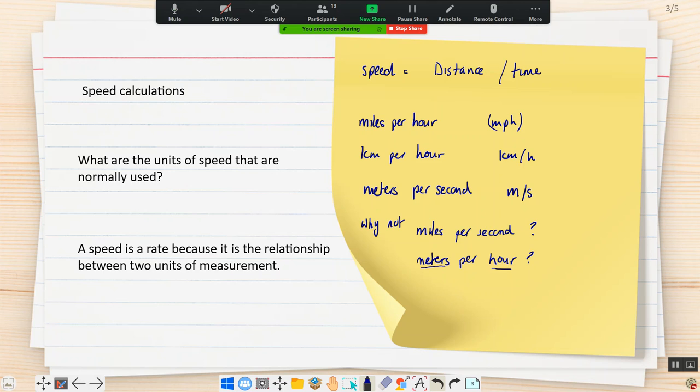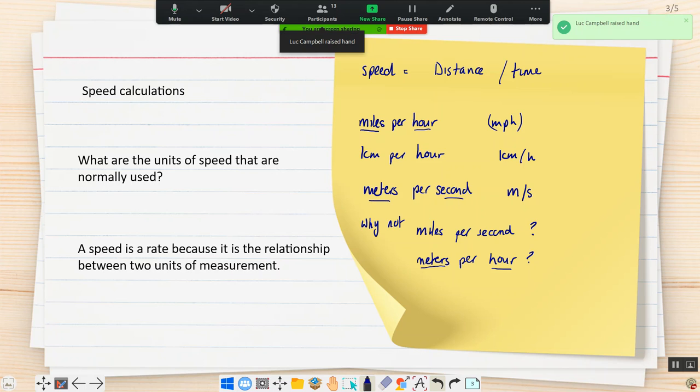Do you remember doing that? So we have what's appropriate. So we have quite a big unit of distance and a big unit of time together. Or we have a small unit of distance and a small unit of time. Okay.